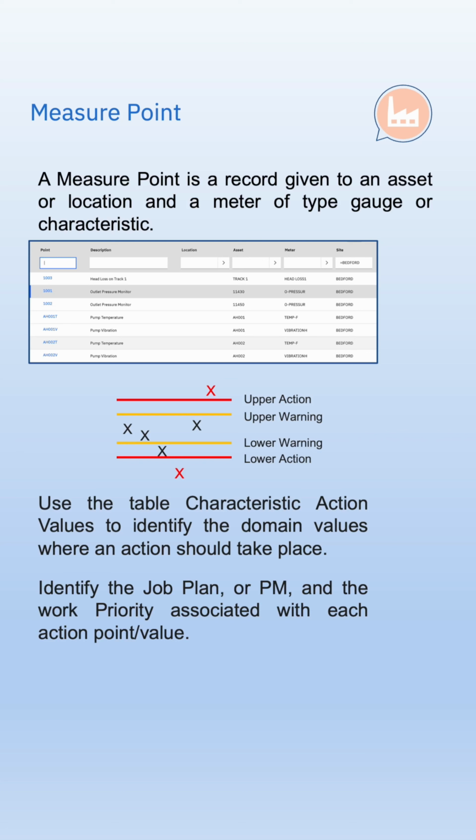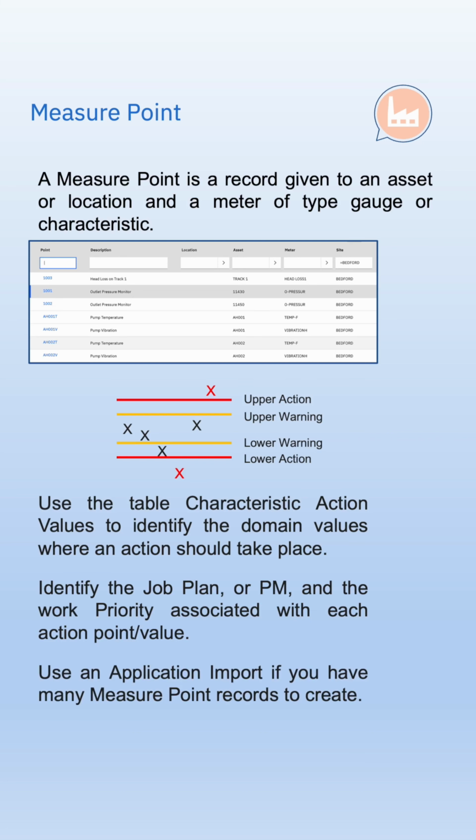There is no facility for creating measure point records, and there are several fields to manually fill. A pity, especially if you have multiple assets of the same type where the limits, job plans, PMs, and priority are identical. A workaround is to use an application import to import the records from a spreadsheet. Ideally, there would be an extension to the asset template to generate the records when the asset template is applied.